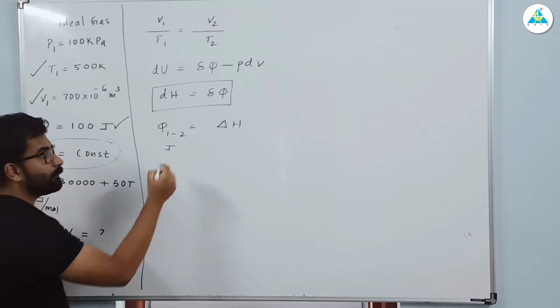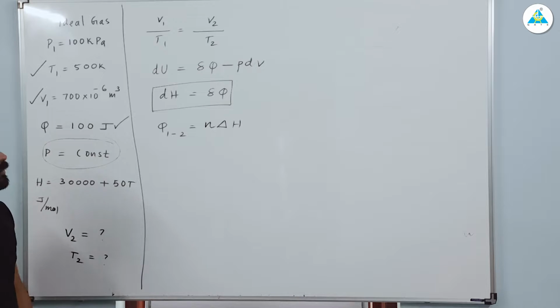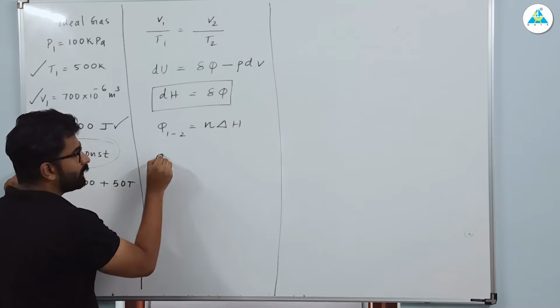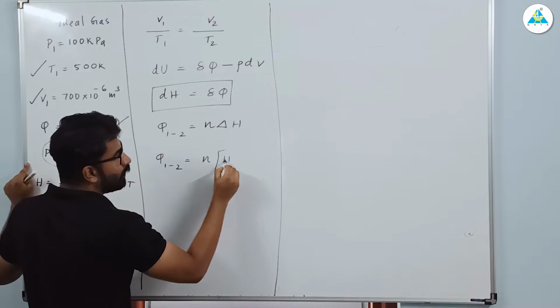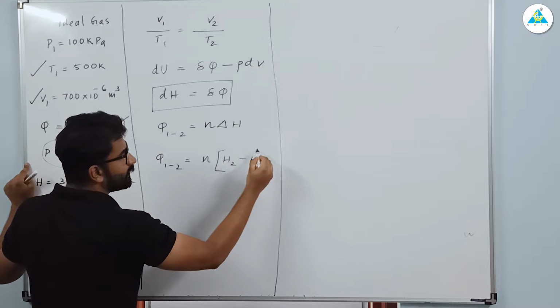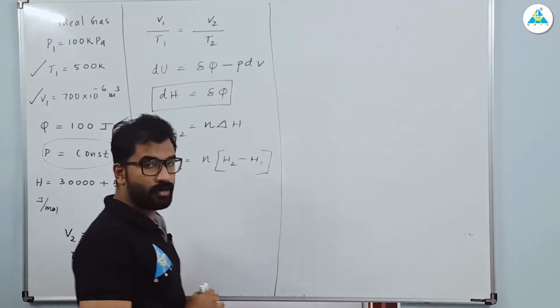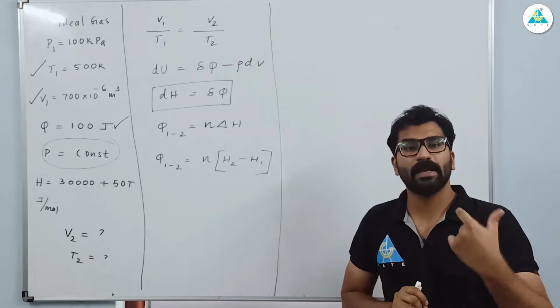Joule per mole. So you will have to multiply by the number of moles. No other go. Okay? So what is delta H? Delta H, I can write as the heat transfer during 1 to 2, which is equal to number of moles into H2 minus H1. What is H1? H1 is your enthalpy at state 1. H2 is our enthalpy at state 2.